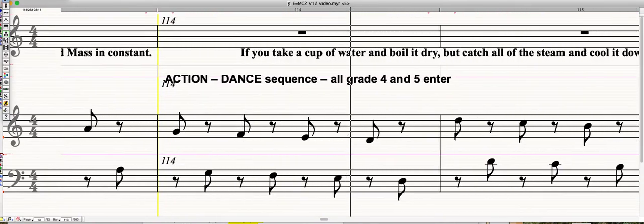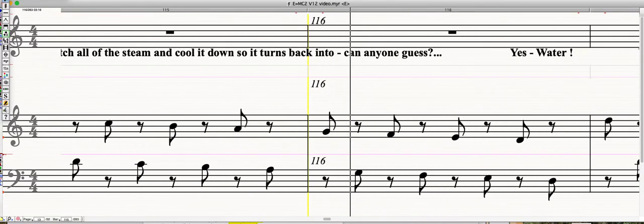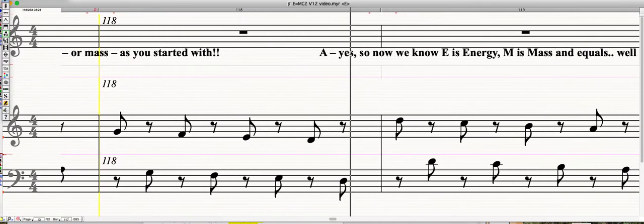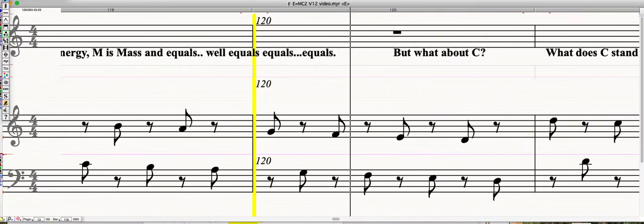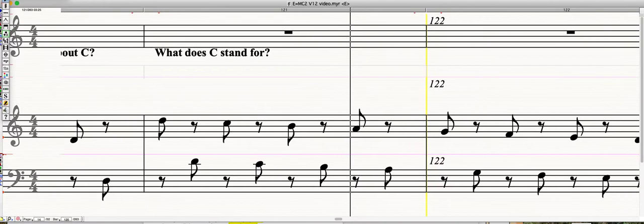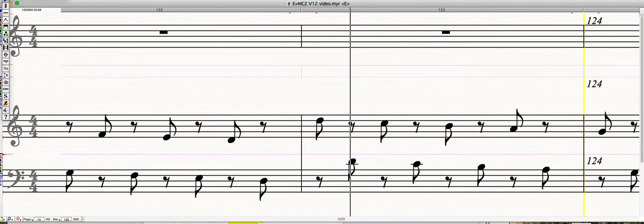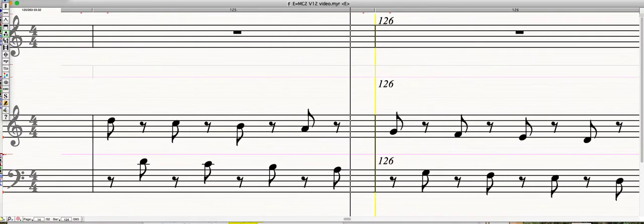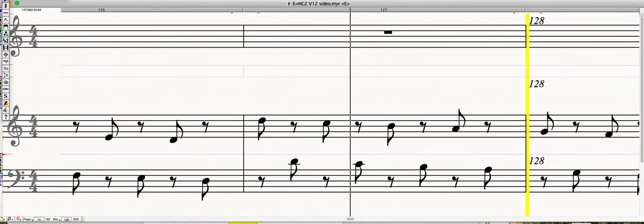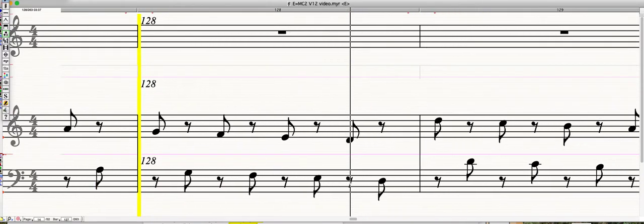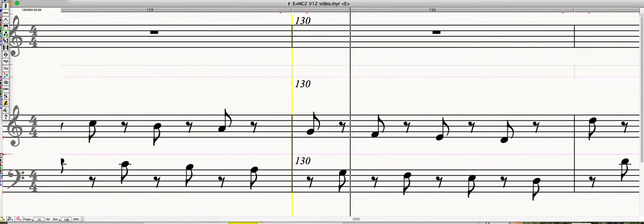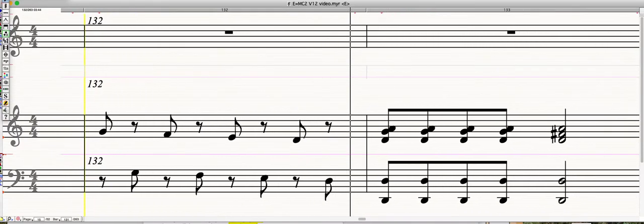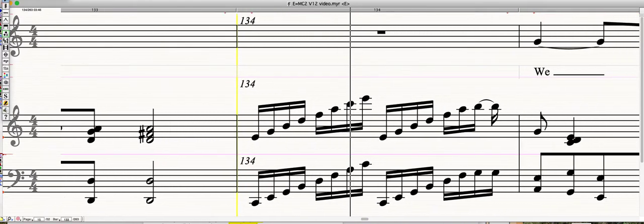So, M is mass and mass is constant. If you take a cup of water and boil it dry, but catch all of the steam and cool it down so it turns back into, can anyone guess? Yes, water. You will have the same amount of water or mass as you started with. So now we know E is energy, M is mass, and equals. What about C? What does C stand for?